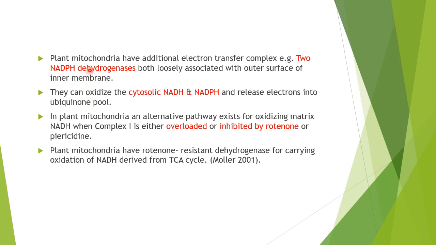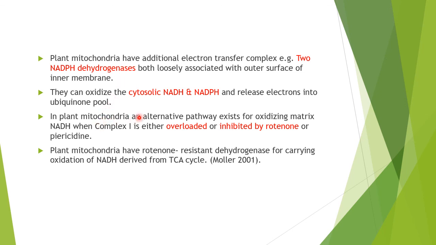In addition to this, plant mitochondria have an additional electron transfer complex, two NADH dehydrogenases, both loosely associated with the outer surface of the inner membrane. They can oxidize the cytosolic NADH and NADPH and release electrons into the ubiquinone pool. So in plants, we have the additional complexes because we have to carry the cytosolic NADH as well as NADPH, and that is managed by these extra complexes.